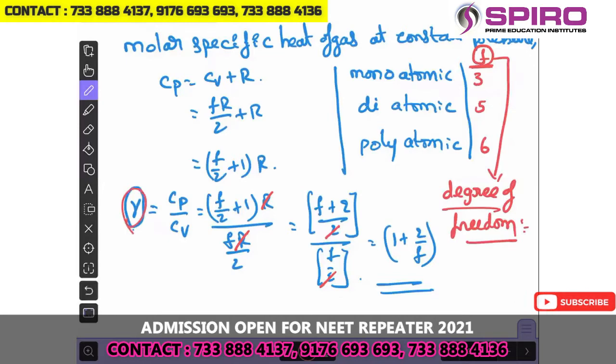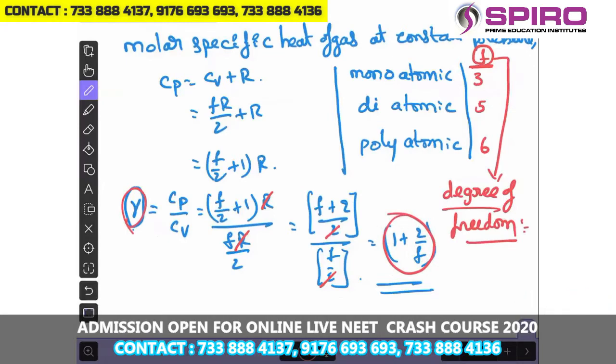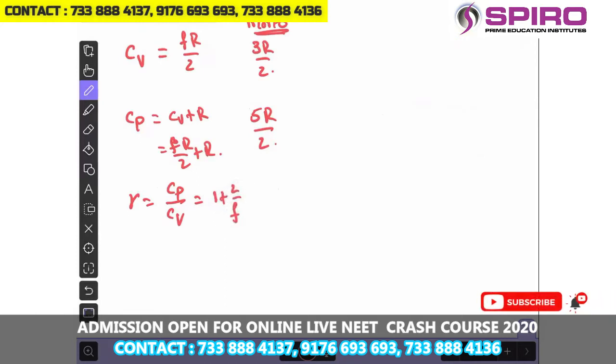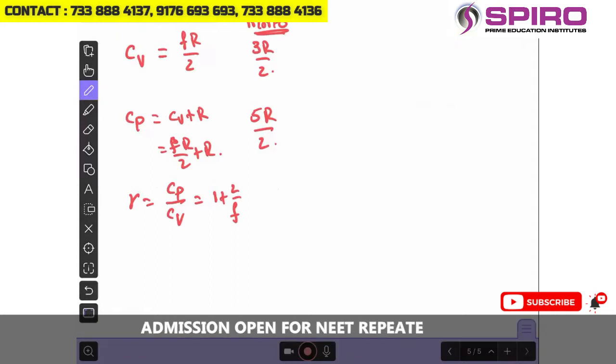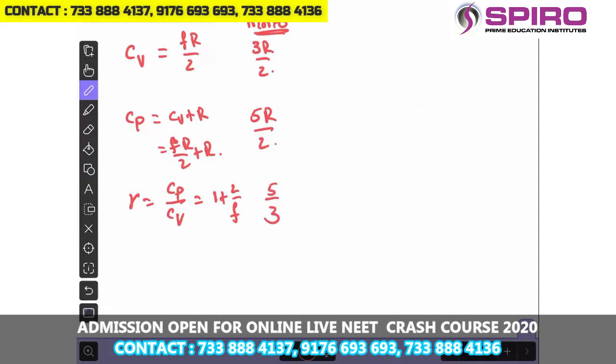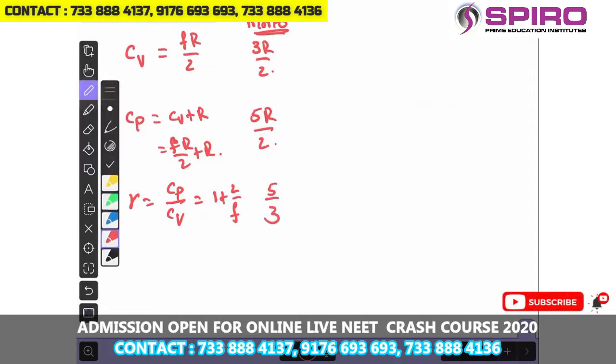So this is the expression 1 plus 2 by f we can specify. If you substitute the degree of freedom for monoatomic gas, 3, here, you will get 5 by 3. The gamma is equal to CP by CV. Of course, it will be 5 by 3 for monoatomic gas. Okay. So what is the CV value, what is the CP value, and what is the gamma value? This is what you can see here in this slide.